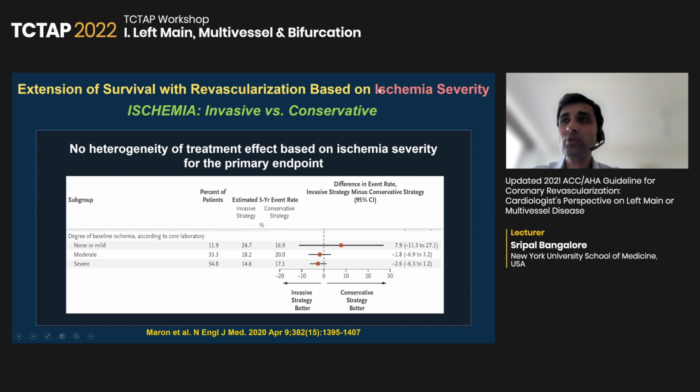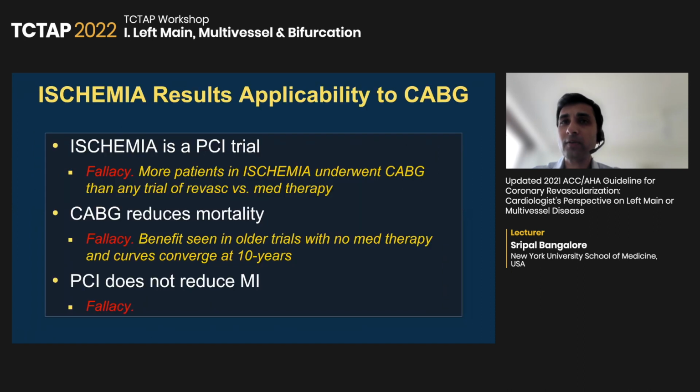This is also true for patients based on the amount of ischemia. Whether patients had moderate ischemia or severe ischemia did not really matter. There was no significant heterogeneity of treatment effect based on invasive or conservative strategy. There is also this lingering confusion whether some of the ISCHEMIA results apply to CABG.